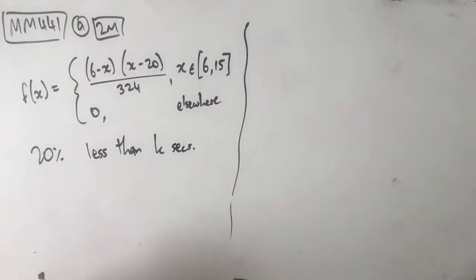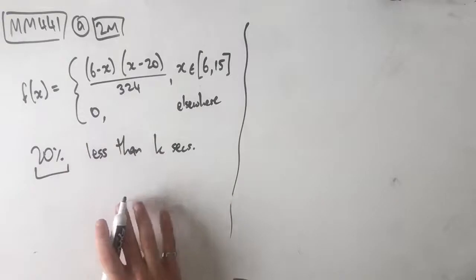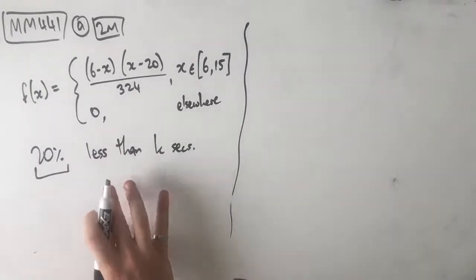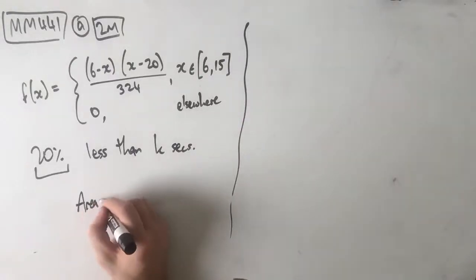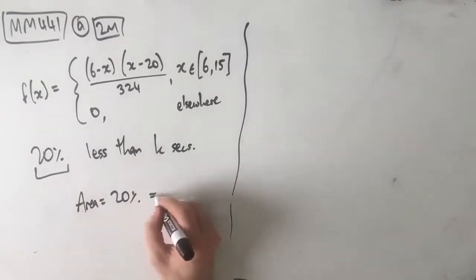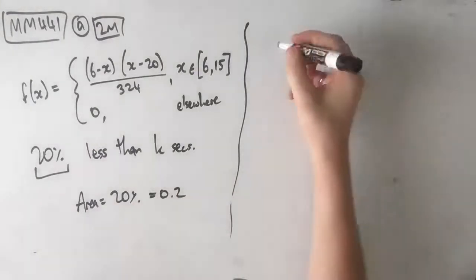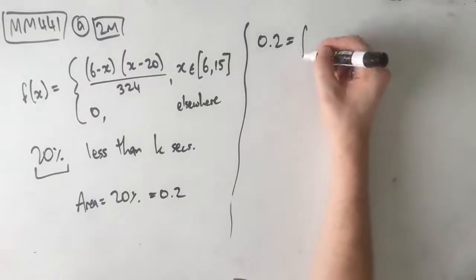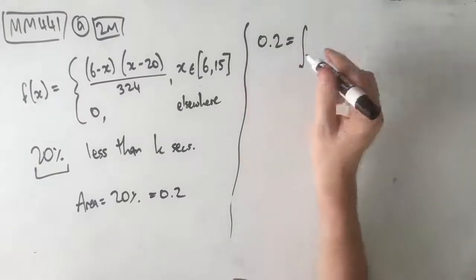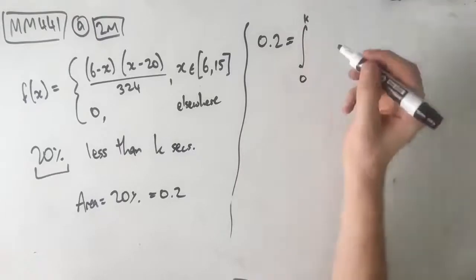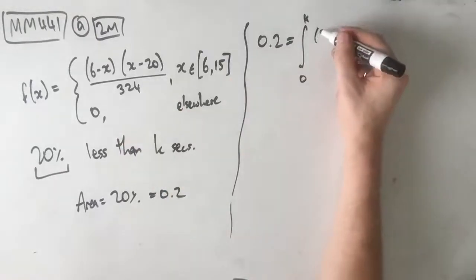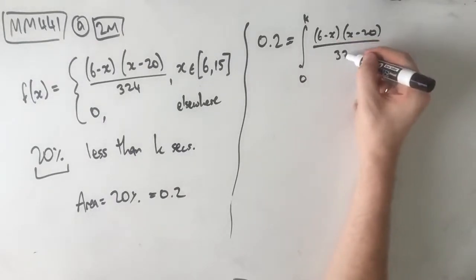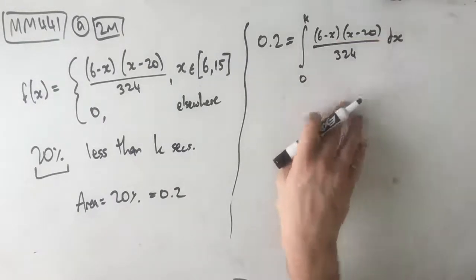Whenever we're dealing with 20% of the cars, or 20% probability, what we're actually talking about is the area under the graph. So we know that our area is going to be equal to 20%, which is 0.2 as a decimal. How do we find our area? Using our integrals. The area from 0 to k of this function, 6 minus x take 20 over 324 dx. This is our function.